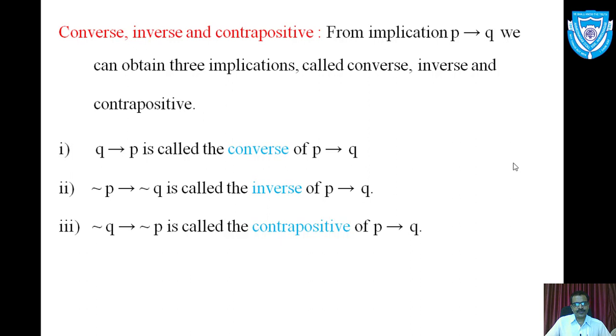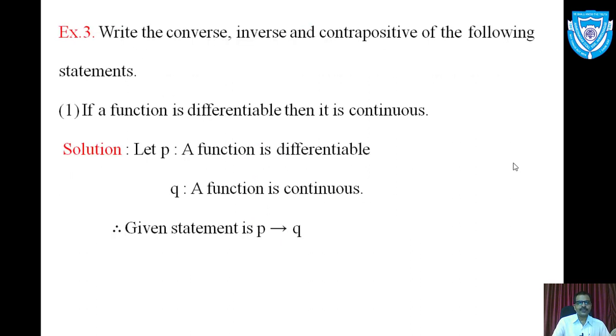Now contrapositive. In the converse, we made the interchange. In the inverse, we took the negation. Now in the contrapositive, we have to take two actions at a time: interchange the places as well as take their negations. So the contrapositive of P implies Q becomes negation of Q implies negation of P. In this way, for the implicational statement P implies Q, we can obtain its converse, inverse and contrapositive.